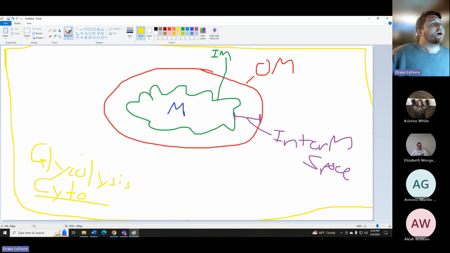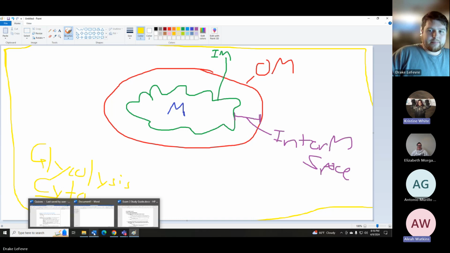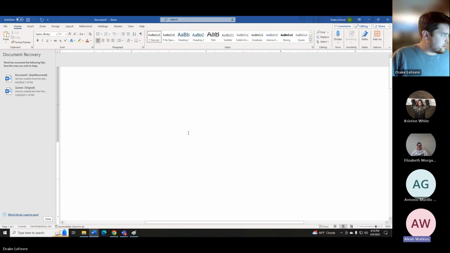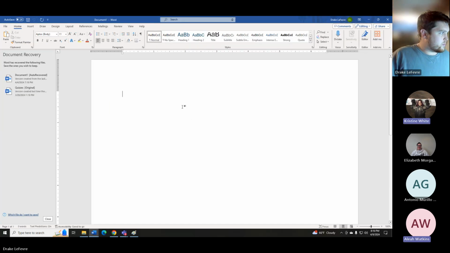Let's back up a step. What goes into glycolysis and what do we get out of glycolysis? 2 ATP goes in. We get 4 out, but it's technically 2 that we actually gain. Good. And then NADH is what we also get out of it. How many NADHs do we get? 2.